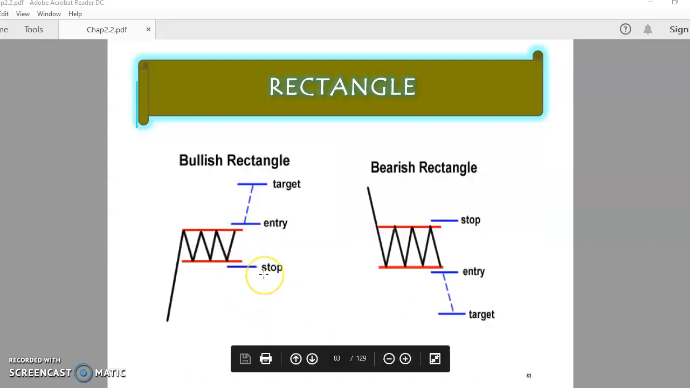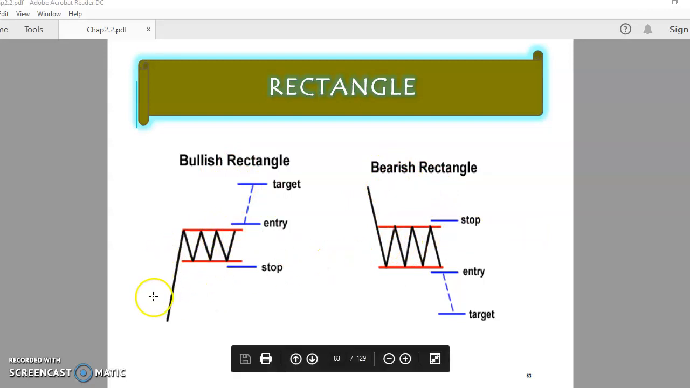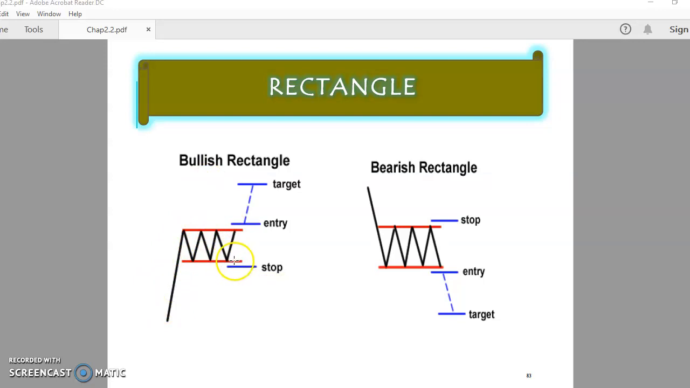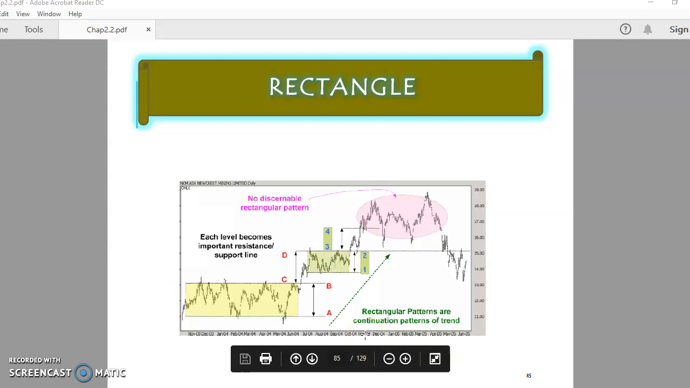Okay, so this is an example of a bullish rectangle, and this one is a bearish rectangle, similar to the pennant, flag and wedges. So for a bullish rectangle, we identify the pole, this is the resistance, this is the support. Once the price breaks out of the resistance, we can enter, and we can set the target price as high as the flagpole. Okay, so this is another example of a rectangle.